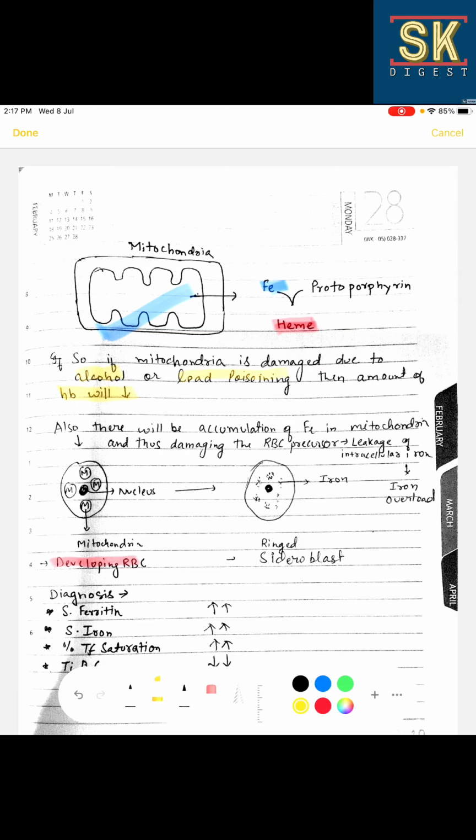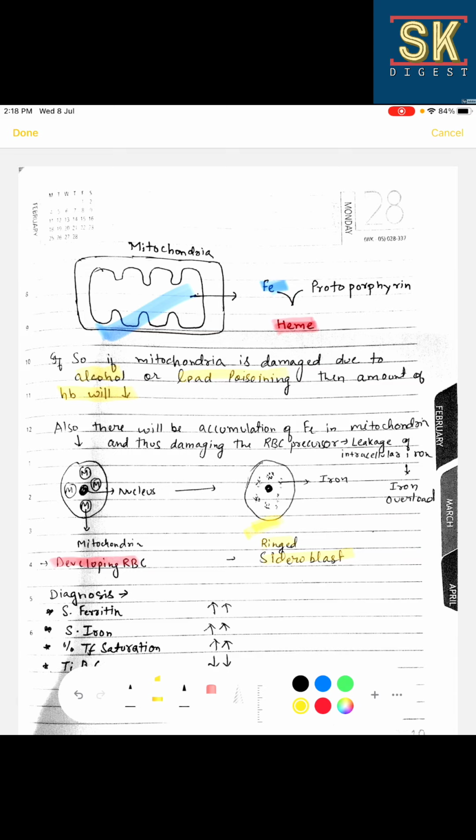So since it's getting accumulated there, we will have this type of structure of the developing RBC, which is surrounded by iron, and this structure is called a ringed sideroblast, which is one of the characteristic features. And also the accumulation will lead to its leakage, and this will cause iron overload in the blood.